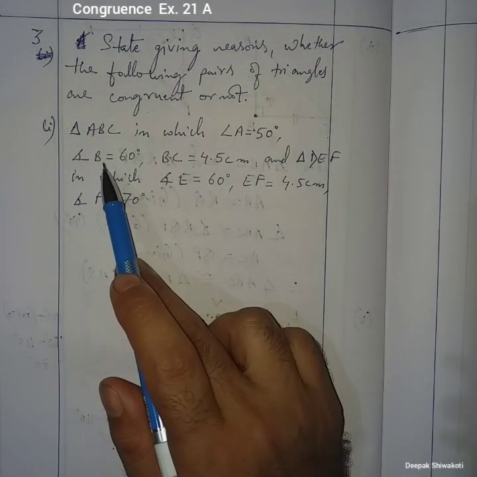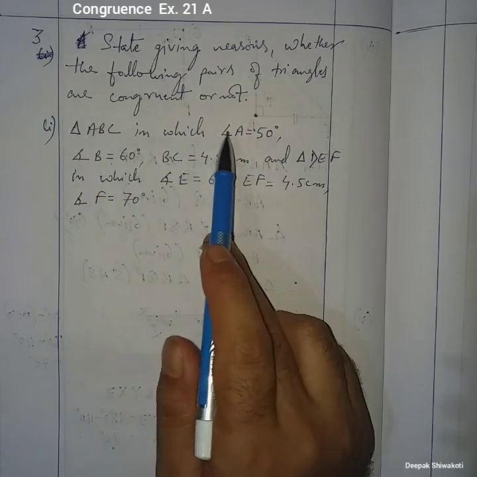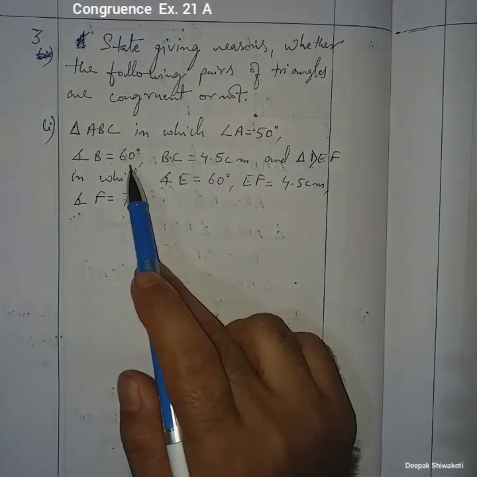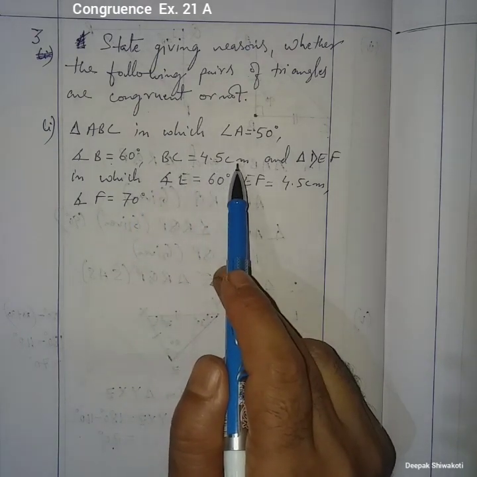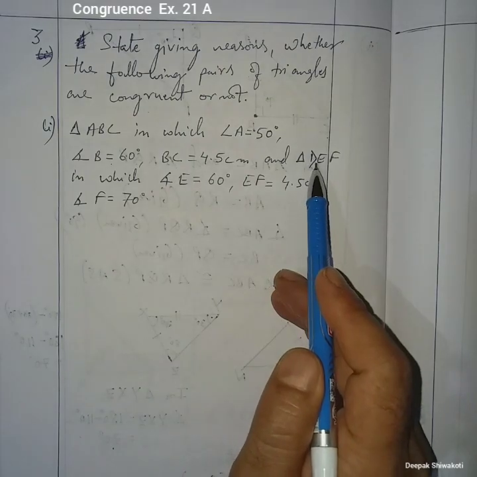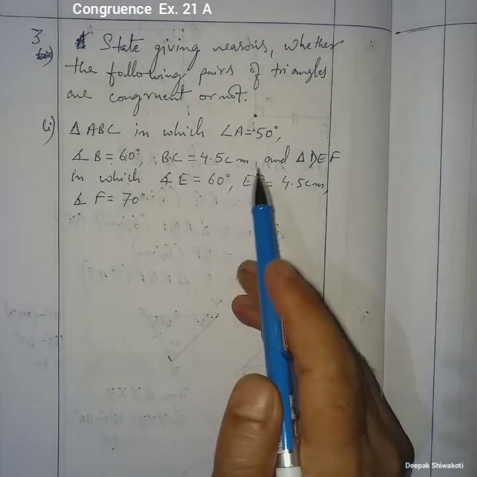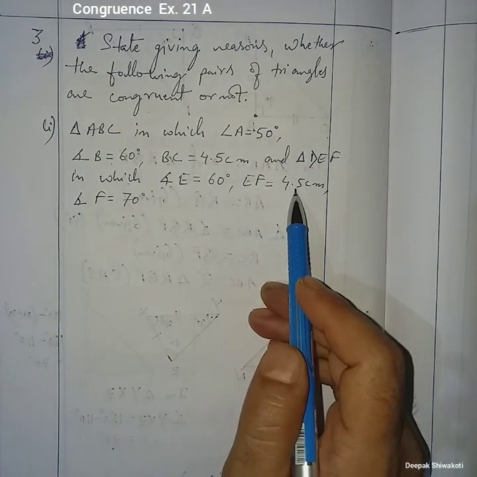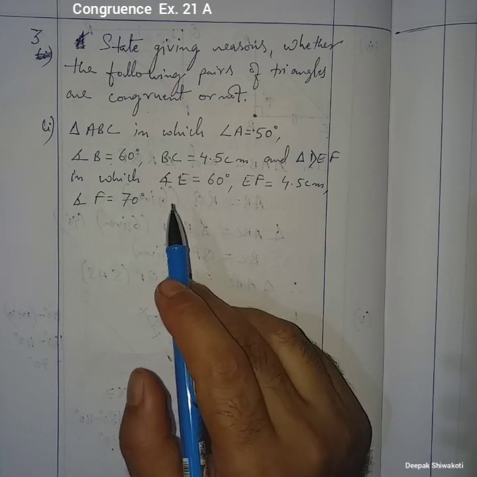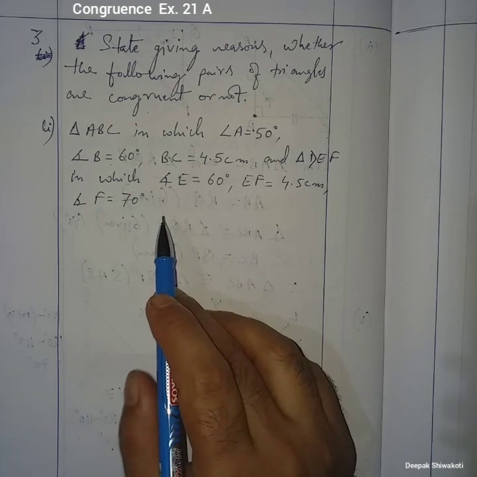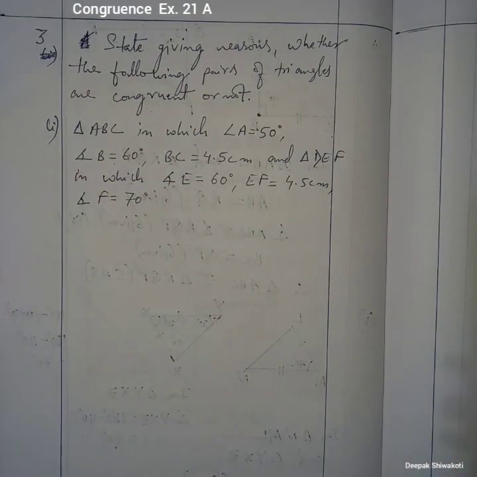Question number 1, triangle ABC, in which angle A is 50 degree, angle B is 60 degree, the side BC is equal to 4.5 centimeter, and triangle DEF, in which angle E is equal to 60 degree, EF is equal to 4.5 centimeter, and angle F is equal to 70 degree. So we have to draw two triangles at first according to this given information. Okay, so let us do it.